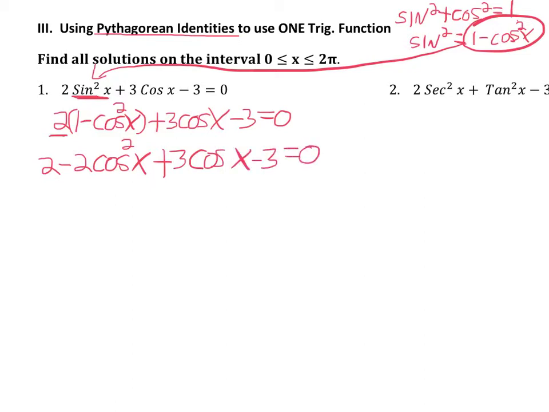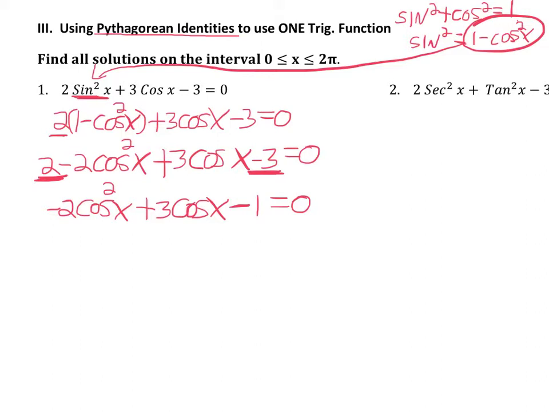Now, it's starting to look like a quadratic trinomial. The constants 2 and minus 3, if I combine them, give me negative 1. So I'm going to have negative 2 cosine squared of x plus 3 cosine of x, and then this 2 minus this 3 gives me negative 1. And now you have it. You have your quadratic trinomial.